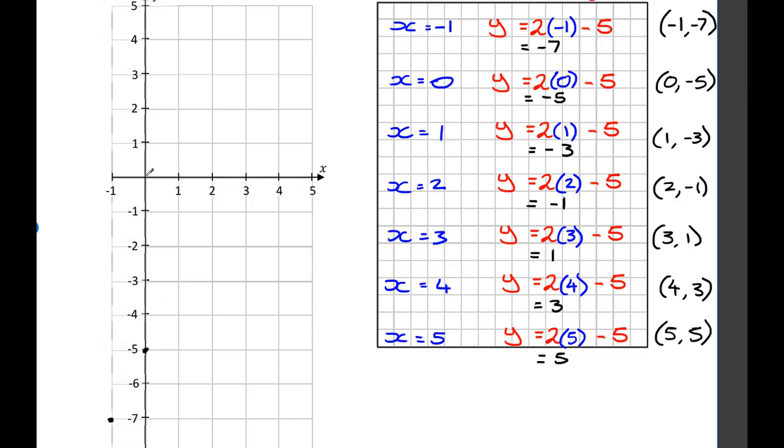So here. Well, if we start here, 0, we go across 0. We don't go across, we just go down 5. 1, minus 3. So across 1, down 3. 2, minus 1, across 2, down 1. 3, 1. 4, across 4, up 3. And then 5, 5, across 5, up 5.